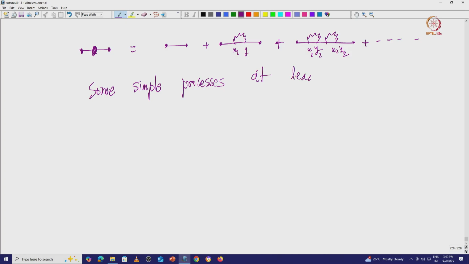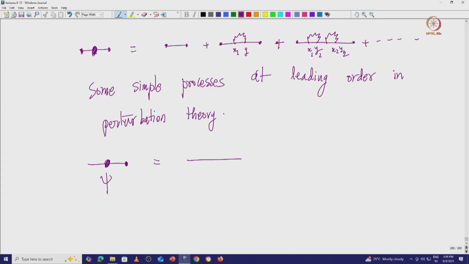At leading order in perturbation theory. Now the series tells you, before going to the simple process, let us see what it tells you: there is the thing which interacts, which modifies the propagator, then there is the external line itself. So this is the wave function for the electron, which itself is getting modified because it has a blob here. This is the propagator of the electron which is getting modified. The wave function of the electron also gets modified.